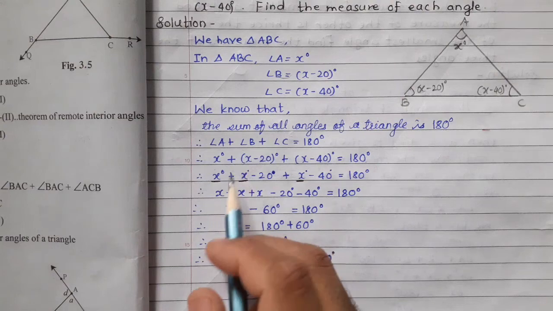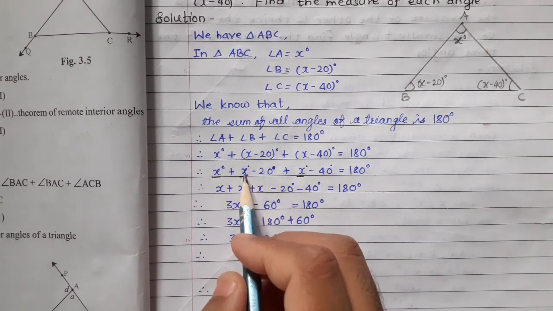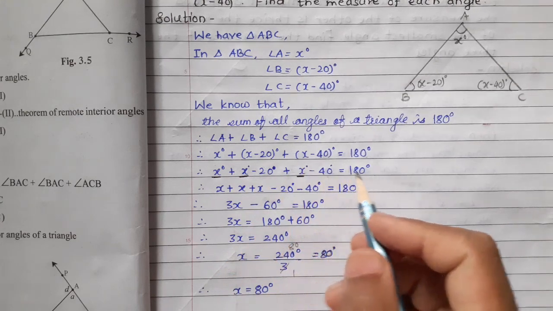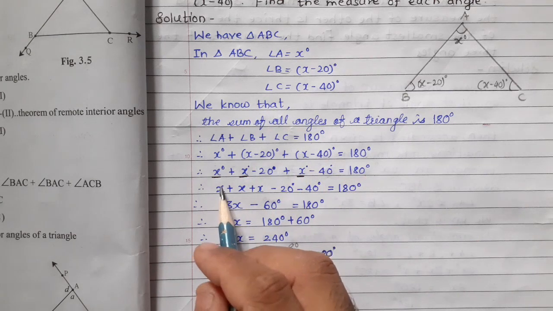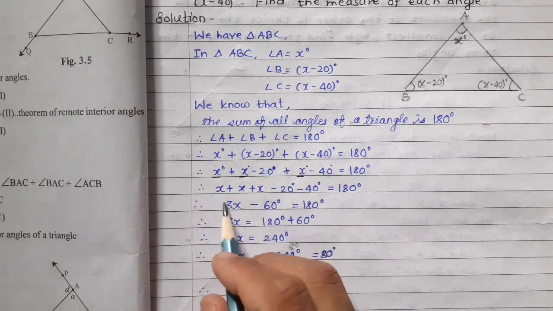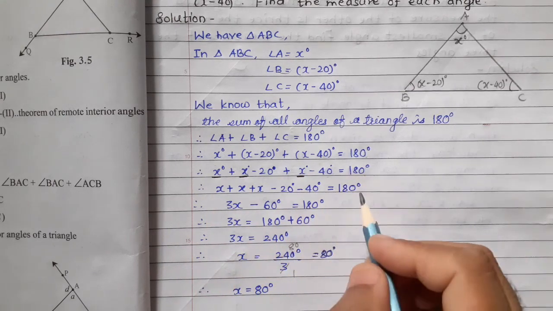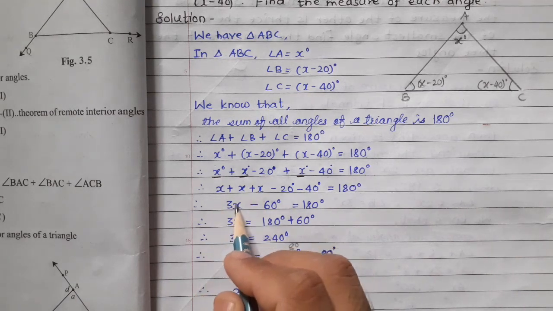In the next step, remove these brackets. Then we have x degree plus x degree minus 20 degree plus x degree minus 40 degree is equal to 180 degree. Now add the like terms. So here x degree plus x degree plus x degree minus 20 degree minus 40 degree is equal to 180 degree. X plus x plus x, 3x.